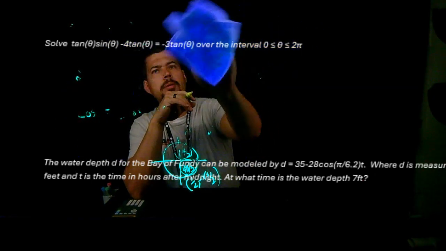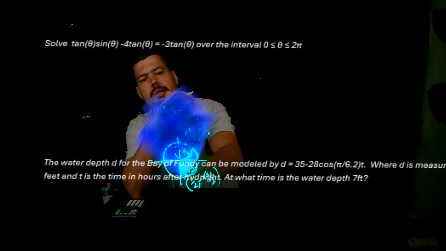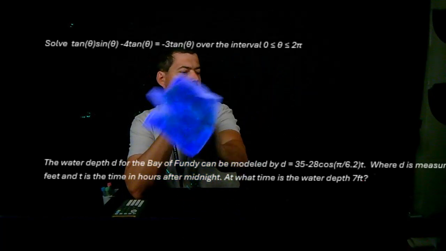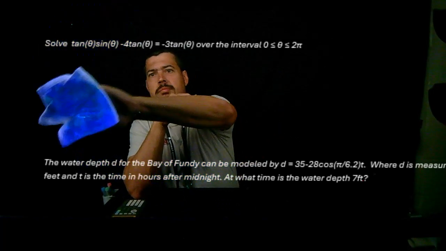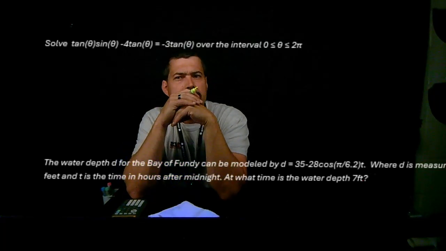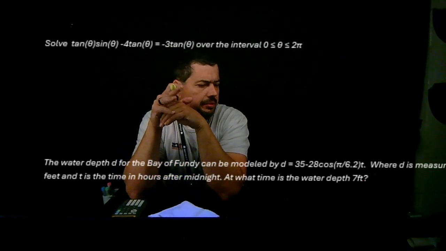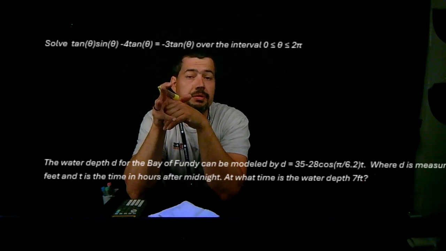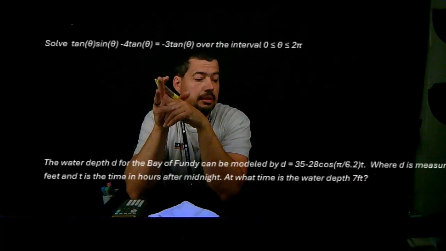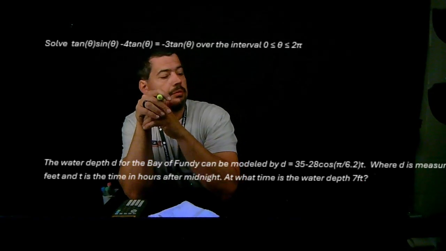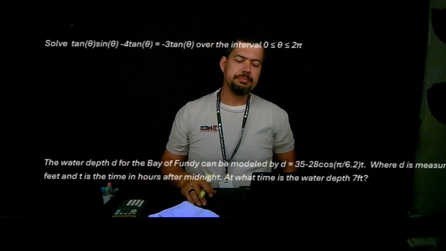We do have a word problem in here. It ain't too bad. This one's kind of interesting. You're going to have to use some concepts of trig identities to do this problem. It says solve the tangent of theta times the sine of theta, take away 4 tangents of theta equals negative 3 tangents of theta. A whole lot of stuff going on there, huh? Over the interval from 0 to twice pi.